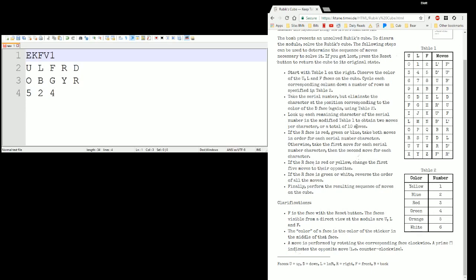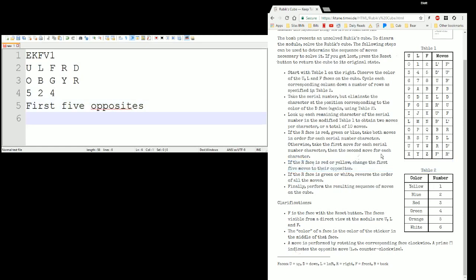We're going to skip step 3 till we get to the rest. If the R face is red, green, or blue, it is not. So this time we're going to take the first move of each character and then the second move of each character. So I'm going to do 2 rows as I look them all up, and then just put them together at the end. That way I don't have to do any double searching. So nothing here. If the R face is red or yellow, it is. Change the first 5 moves to their opposites, so we are going to do opposites of the first 5. If the R face is green or white, reverse, we don't have that.